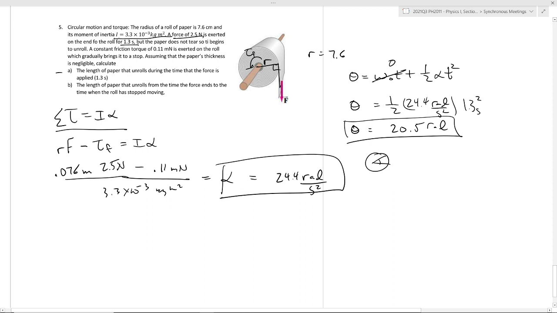And then the last connect the dots step would be, okay, if we know theta, and we want to get this length L. The length is going to be r times theta, just like the circumference would be 2 pi r, and that would be the entire way around. Well, a fraction of that would be theta times r. So we put these pieces together, 0.076 times our theta, 20.5 radians. We would find that the length that this unrolls is about 1.6 meters.